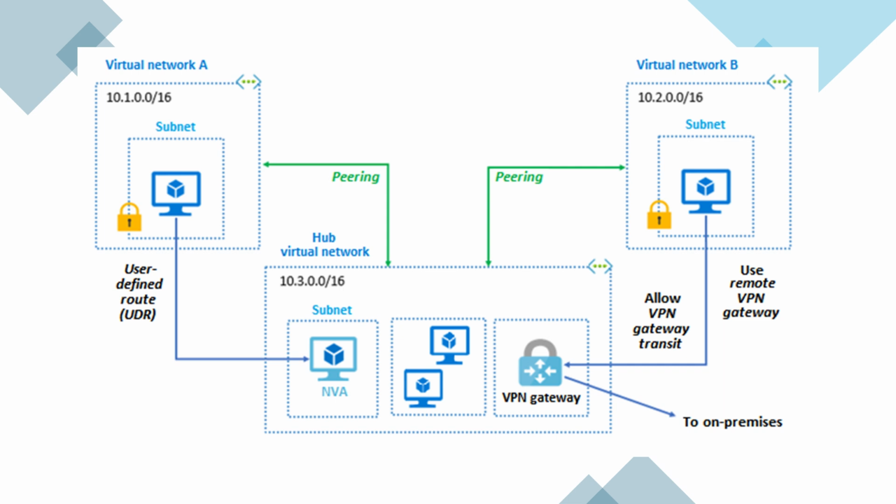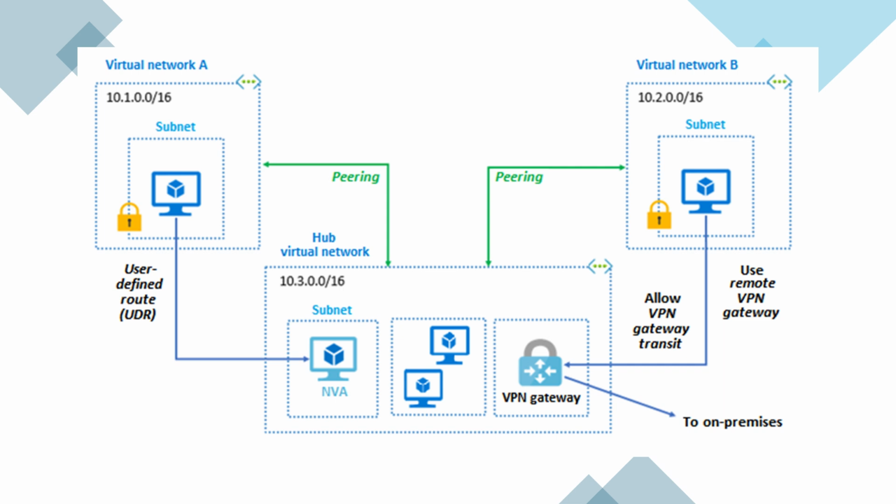This diagram shows you exactly how gateway transit and remote gateway work together in a typical hub and spoke architecture. We are working with three virtual networks here: Virtual Network A, Virtual Network B, and a hub virtual network. The hub is the central point, and it's where you've deployed a VPN gateway to connect your Azure environment to on-premises infrastructure. Instead of placing VPN gateways in every virtual network, you allow the hub virtual network to share its gateway by enabling gateway transit.